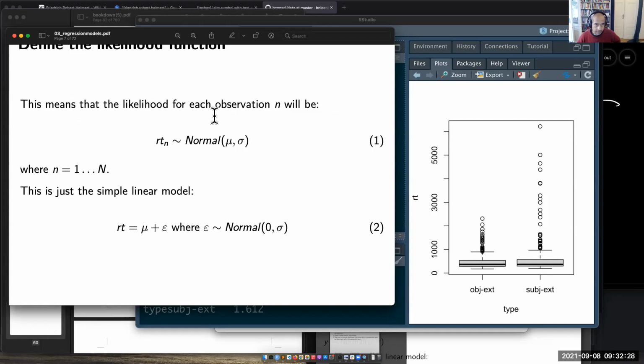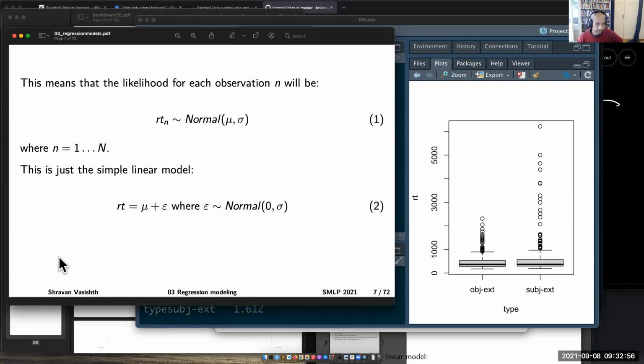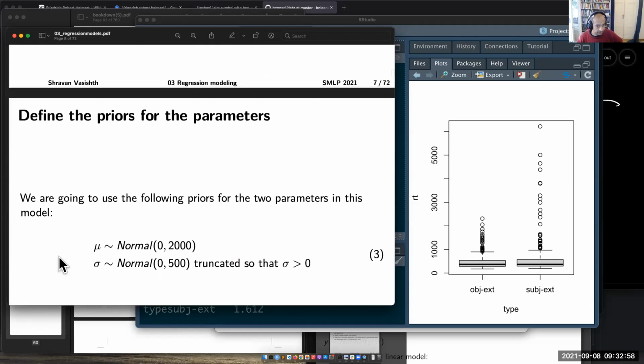The way I will write this model in the textbook as well as in these slides is that n, the variable n, will always represent the row in the data frame, right? So if I have 547 rows in the data frame, then n ranges from 1 to 547, okay? So n indexes the row in the data frame, and I'm assuming that all the data are coming from this normal distribution. All right.